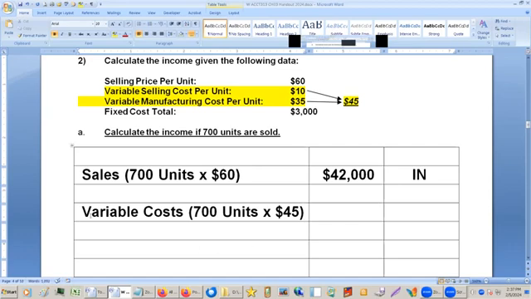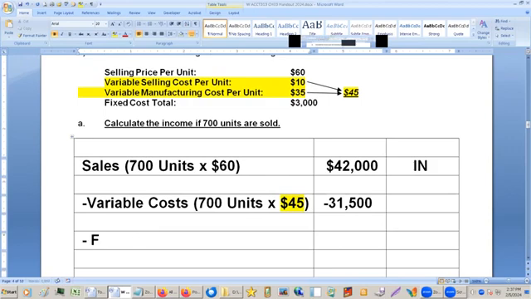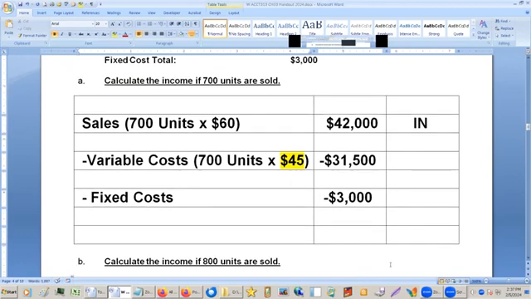$1,500, and these are going up. Okay. Fixed cost. 3,000. $7,500. I think. I'm going to check that.